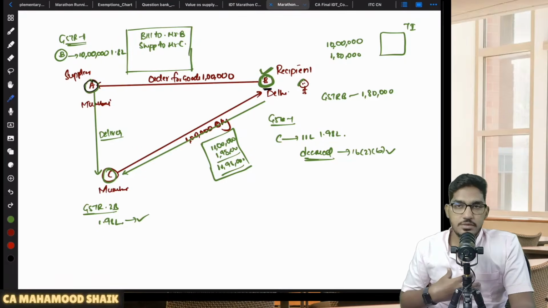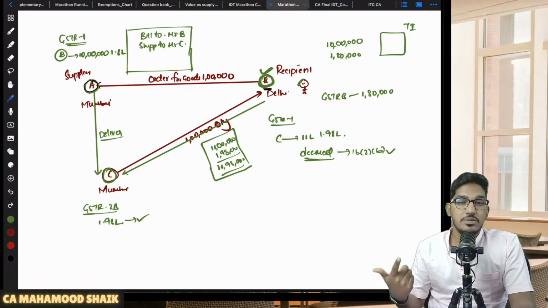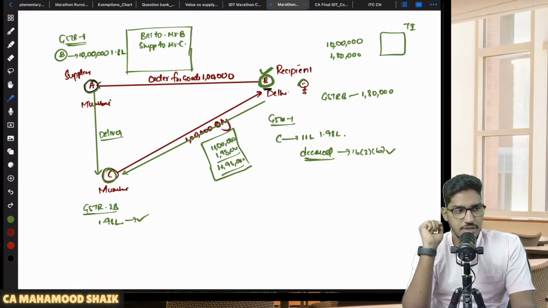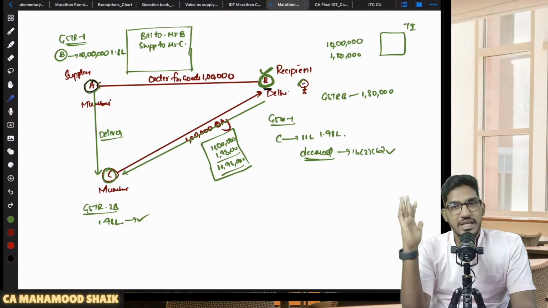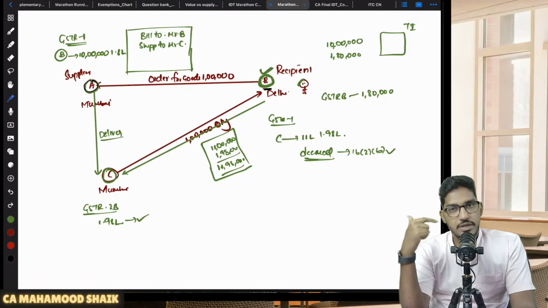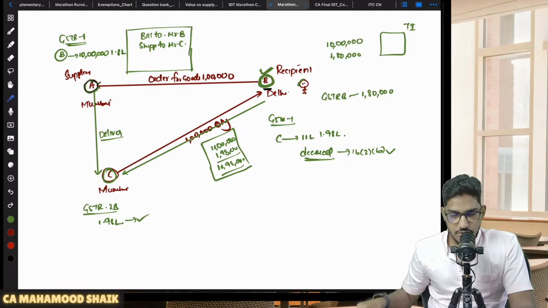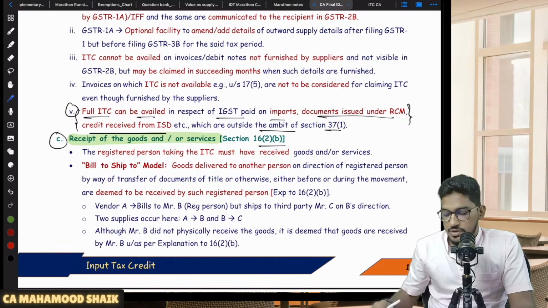But the problem is with Mr. B. Mr. B will not receive the goods here because it is a bill to ship to transaction. He asked his supplier to directly ship it to his customer. So he will not receive the goods. So that will be a violation of one of the conditions. That means he will never be eligible for claiming input tax credit. But the Act has recognized this genuine scenario and gave a relaxation. In case of bill to ship to transaction, the original buyer would be deemed to have received the goods or services. The same logic will become applicable for services as well. So this is the third condition.